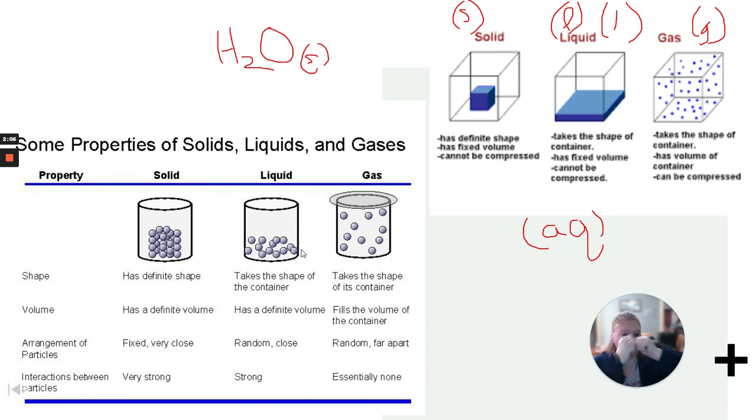In a liquid, the particles are close, just not as close as in a solid, and they can slide past each other, okay, and they have a moderate level of attraction between the particles. In a gas, the particles are far apart, they are moving around relatively quickly. They don't have a lot of intermolecular forces between them.